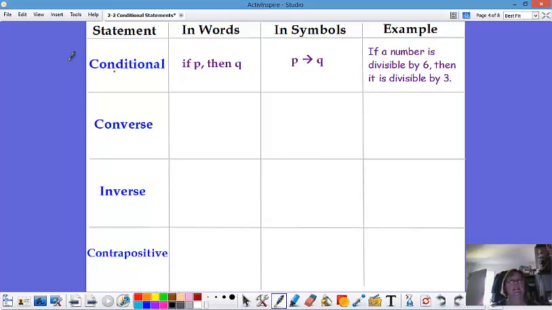We want to continue our discussion of conditionals, which we just looked at, with 3 statements that are closely related to the conditional. And as we do this, we're going to talk about these statements in words, in symbols, and with an example. So I'd like to have us think about this example to start with. This is a conditional statement, an if-then statement. If a number is divisible by 6, then it is divisible by 3. We have the if part here, the then part there. So hypothesis, conclusion.